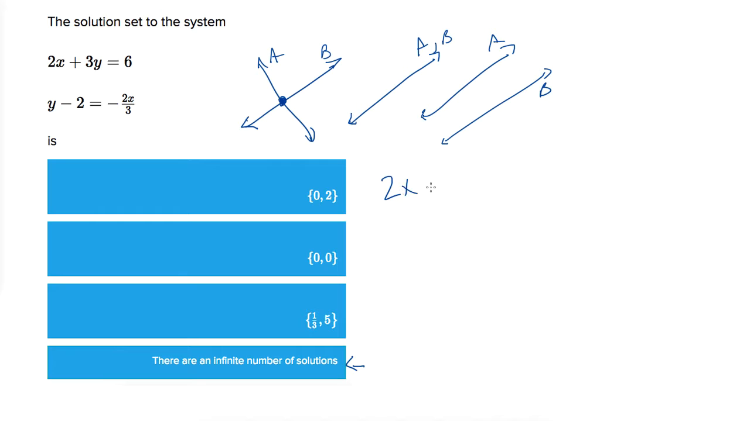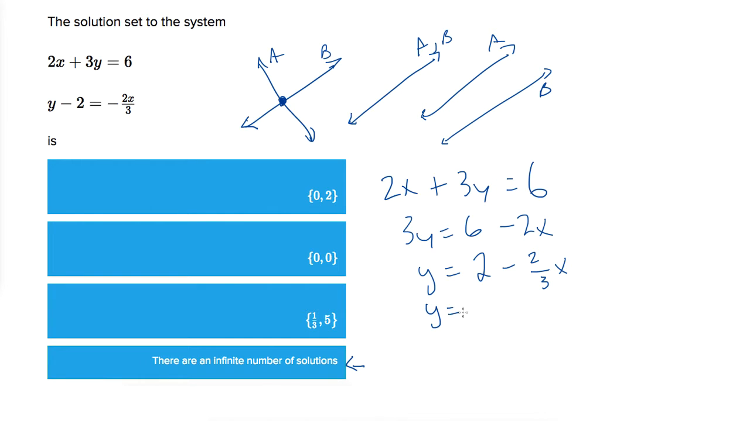So 2x plus 3y equals 6. Okay, so let's put this in y equals mx plus b form. So 3y equals 6 minus 2x. Y equals, okay, we're dividing both sides by 3, 2 minus 2/3 x, which actually in y equals mx plus b form is y equals negative 2/3 x plus 2. Okay.